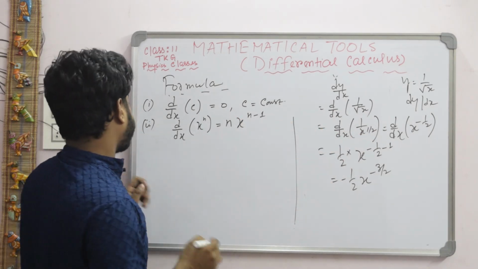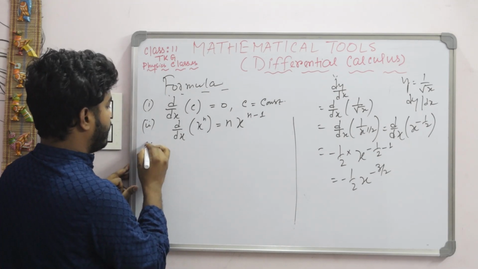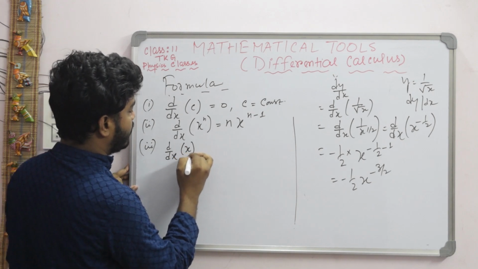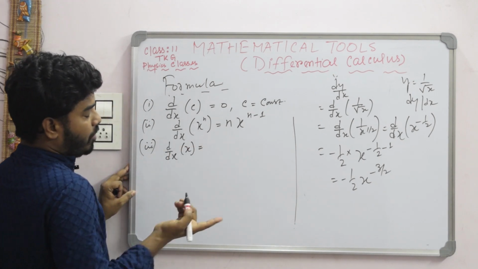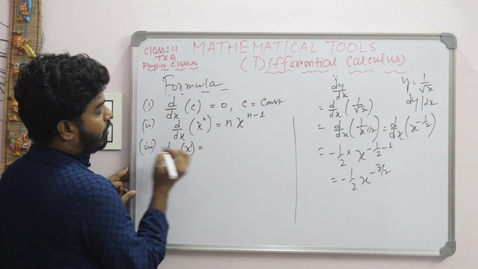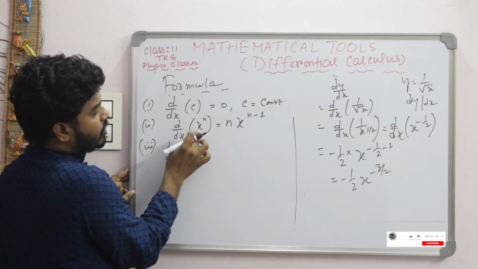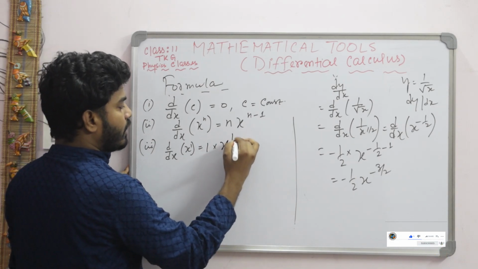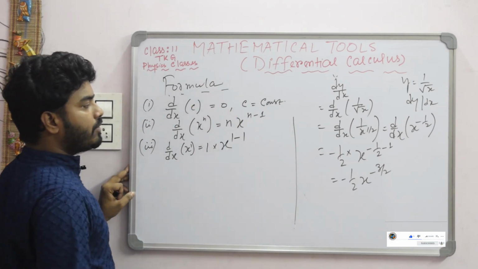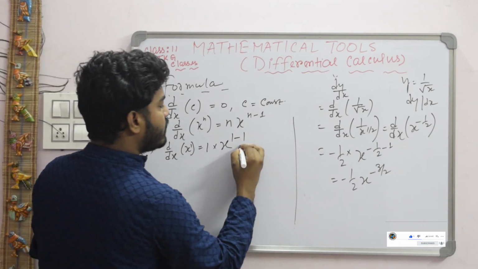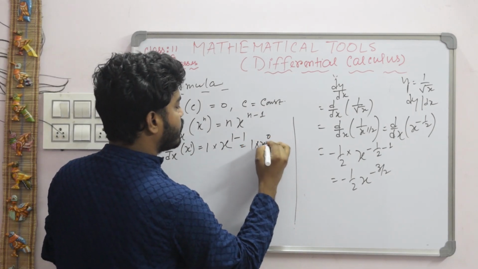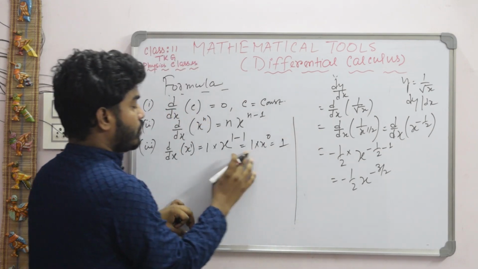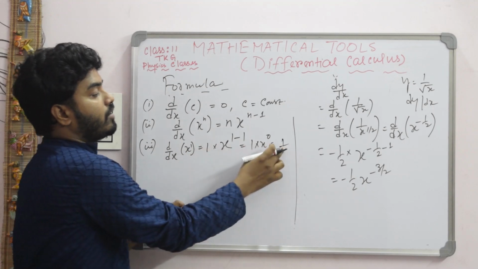Now 3: d/dx of x, solve it. x means there is a power 1. According to this formula, 1 comes first, then the power of x decreases by 1, which gives 1 times x to the power 0, and something to the power 0 is 1. So d/dx of x, the answer is 1.